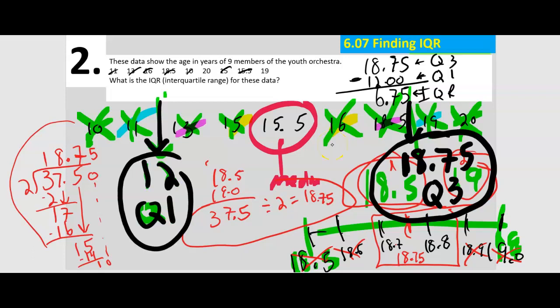So if you take a look up here, the top right-hand side, I took the third quarter minus the first quarter, the 18.75 minus the 12 gives us the IQR, the interquartile range, which is 6.75.